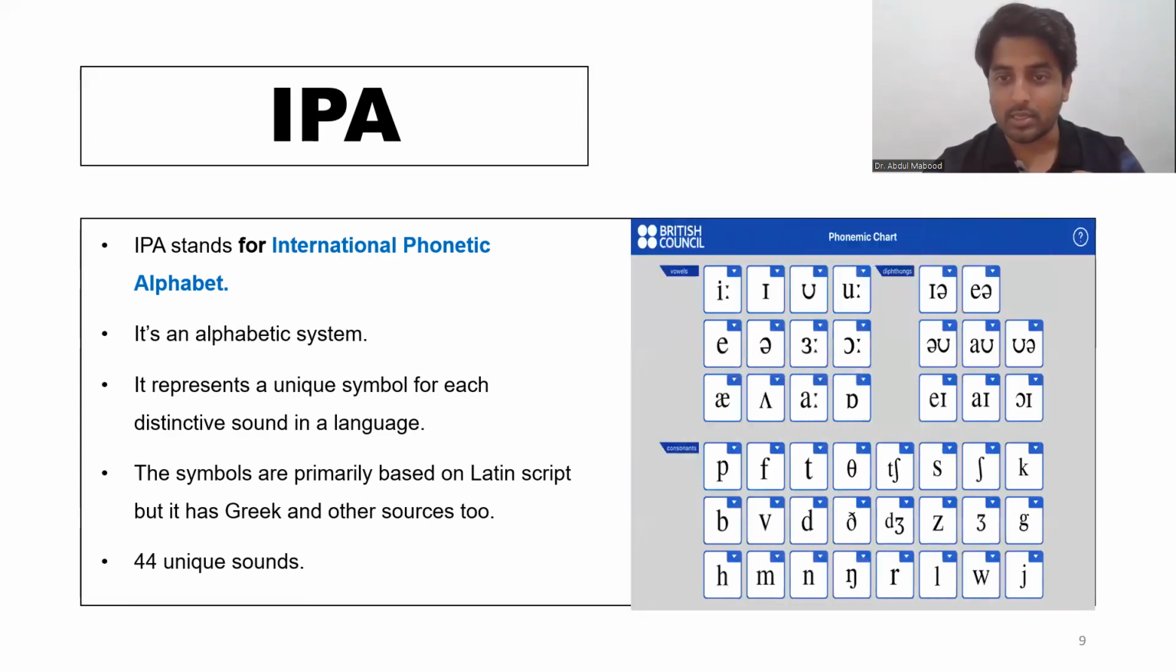Now, this is how IPA looks. Okay. Now you can see that some symbols here are very unknown. Some are strange. Some are completely new. Fine. And now we will discuss this thing. Let's move forward.